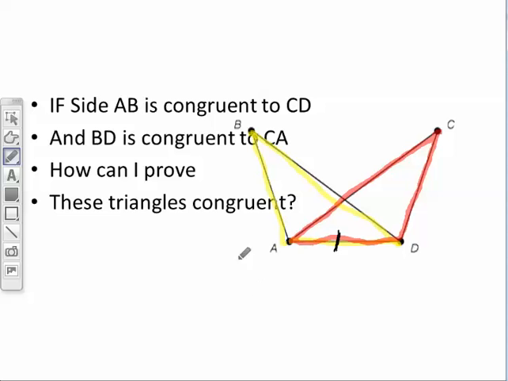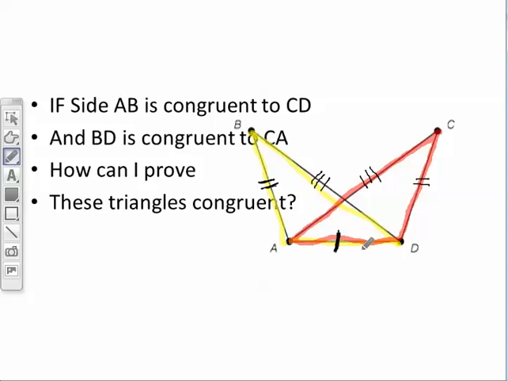So they're saying if side AB is congruent to CD, they're saying this side is congruent to this side. See how I'm putting these tick marks on there? Those little tick marks are telling me that those two sides are congruent. I've got one here saying that one is congruent to itself. I've got two here that's saying that those two sides are congruent. And then they also tell me that BD, this side right here, is congruent to CA. That's this side right here.